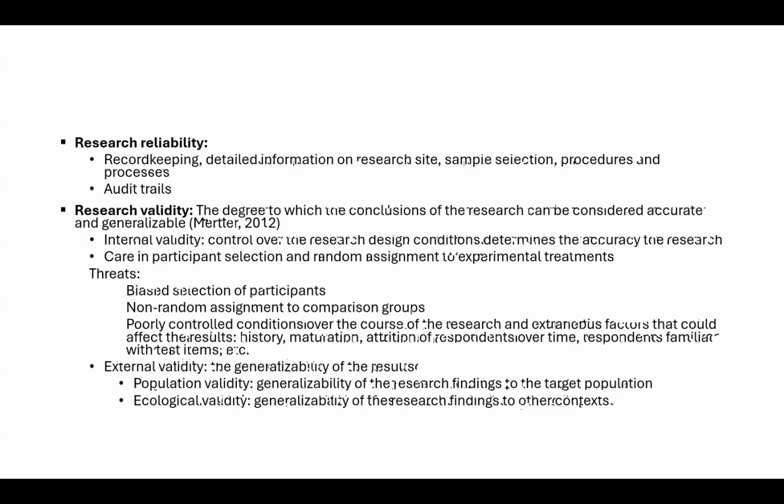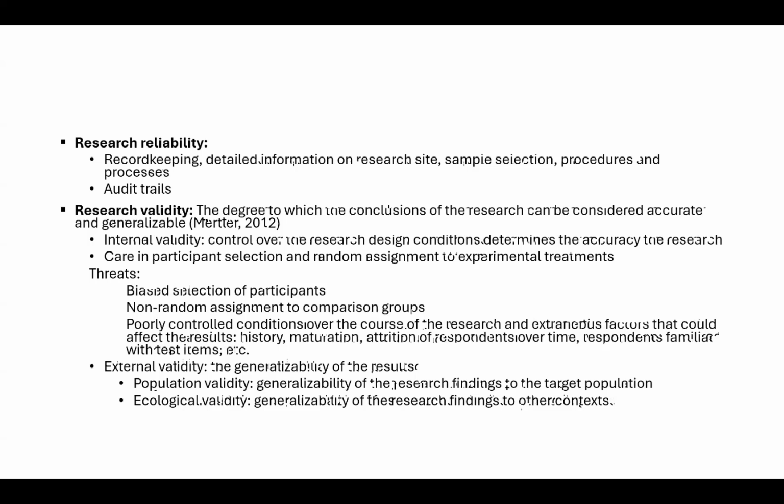Research validity is a term used in quantitative research only, and it's the degree to which the conclusions of the research can be considered accurate and generalizable. Another term that is not used in qualitative research is generalizability. Instead, we use the term transferability.